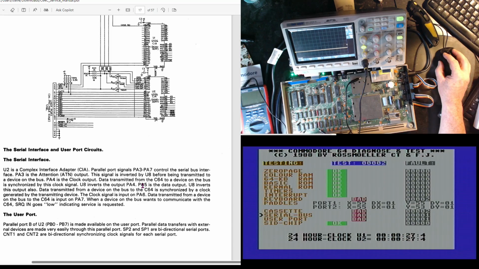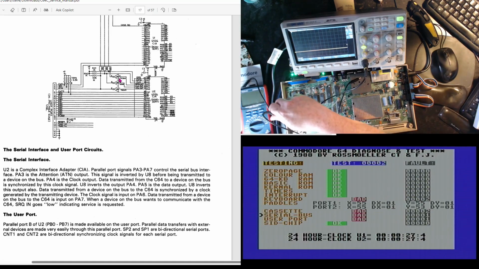PA5 is the data output, so PA5 goes into 3 and 4. So 3 and 4 is over here. Okay, so I thought that was the clock signal. I really get confused here. It does say data out, but it just seems to be this wave here.